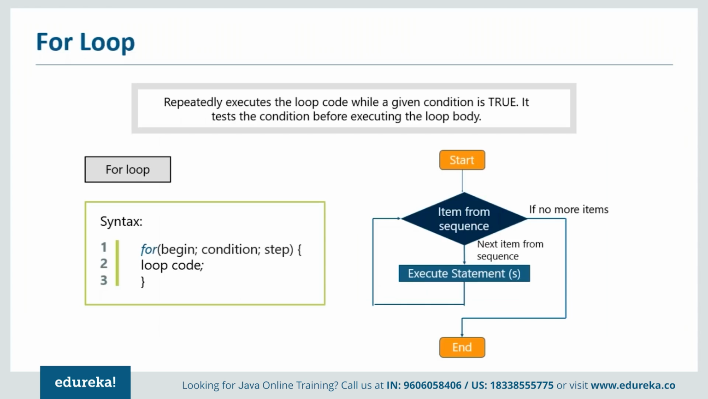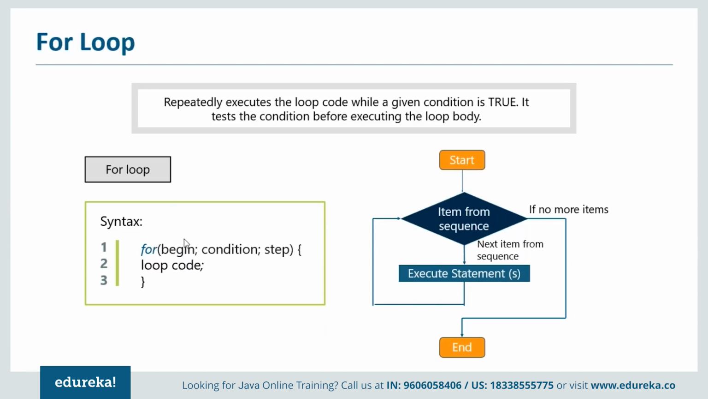Now next we have for loop. Let's look at for loop. So what is for loop? So for loop basically repeatedly executes the loop code while a given condition is true. So it tests the conditions before executing the loop body. Now here you can see the syntax of for loop. Within the for loop, there is a begin statement, separated with a semicolon. Then there is condition, semicolon, and this step. And then there is loop code.